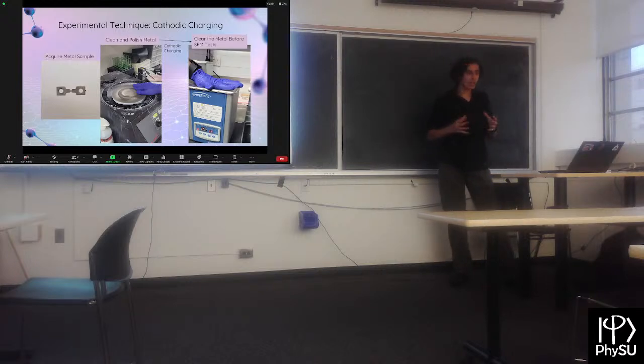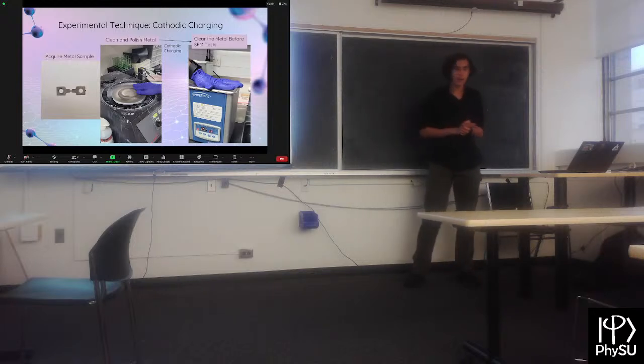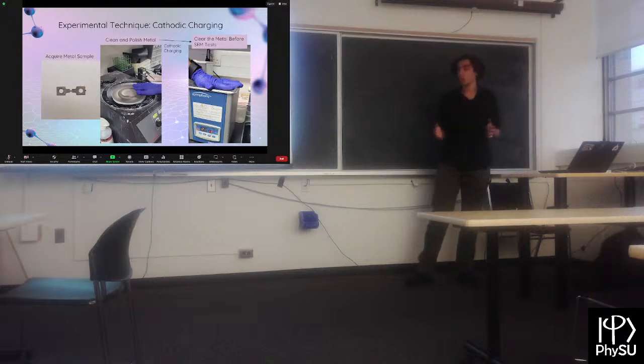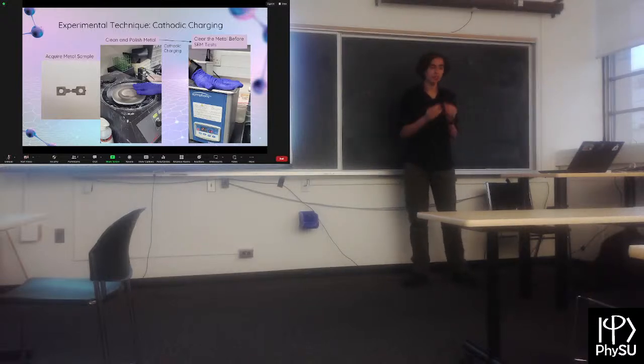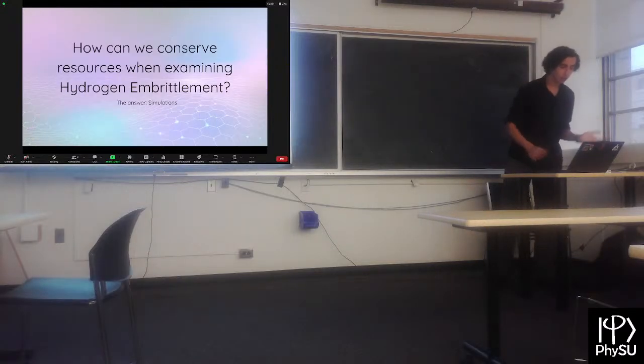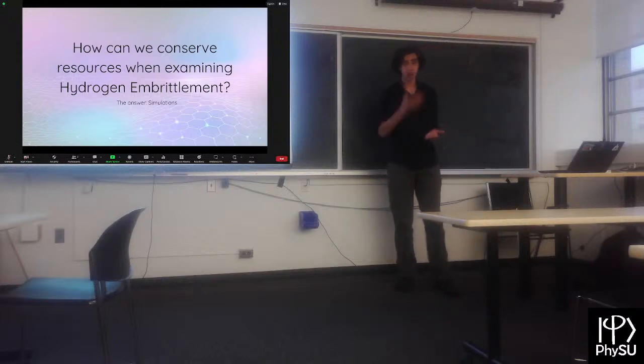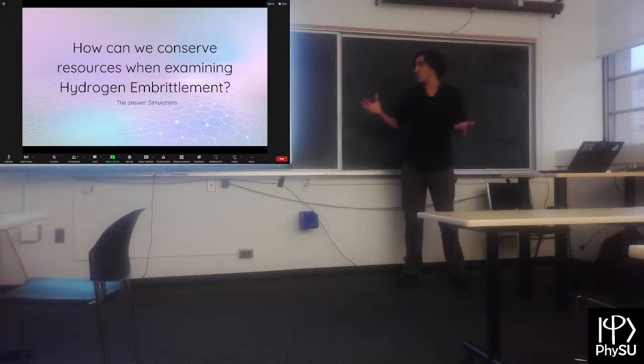That amount of time can be cut down significantly because in my experience working in this lab and completing these experiments, many would fail. We would do all the polishing and there would be failures. So I considered how we can conserve those resources. How can we conserve the resources when we examine hydrogen embrittlement? And I guess the easiest answer is just simulations.